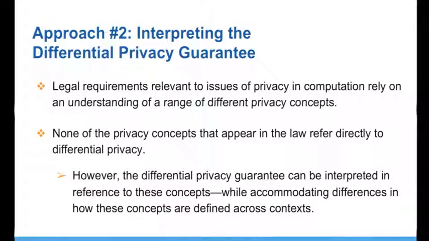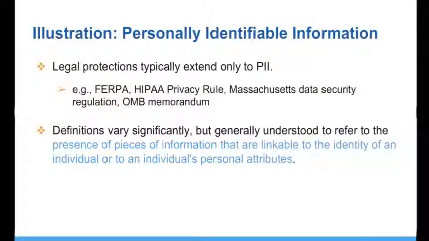In an effort to extend our argument that differential privacy is sufficient to satisfy legal requirements for privacy protection to additional laws and policies, we've also been developing a complementary approach that aims to interpret the differential privacy guarantee in reference to privacy concepts that appear in privacy law and policy. We aim to do so in a way that accommodates differences in how these concepts are defined across contexts. I'll walk through one example using the concept of personally identifiable information as an illustration.